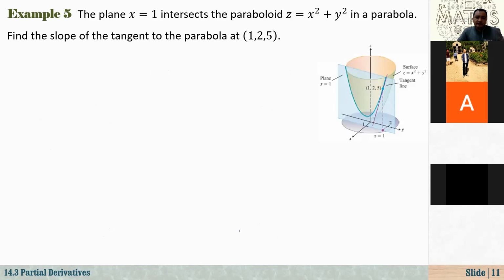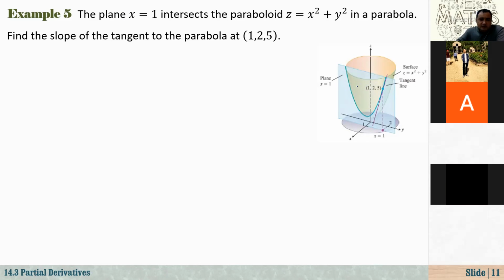The plane x equals 1 intersects the paraboloid z equals x squared plus y squared in a parabola. Find the slope of the tangent to the parabola at 1, 2, 5. That means that if you are cutting this with a plane, because x equals 1, it is not a line in three-dimensional space, it is a plane. If you cut the paraboloid with this plane and look at it from the front side, you see a parabola, right?